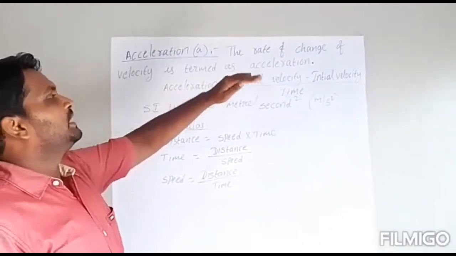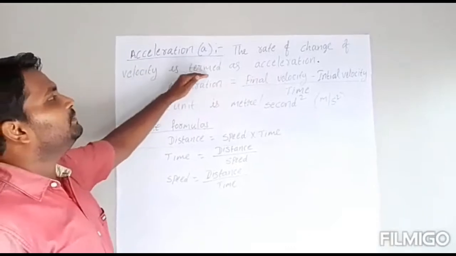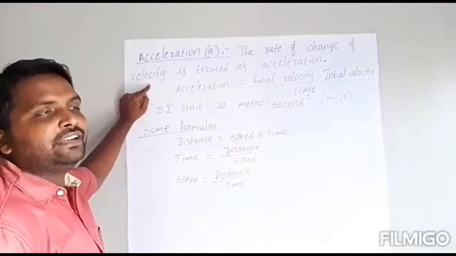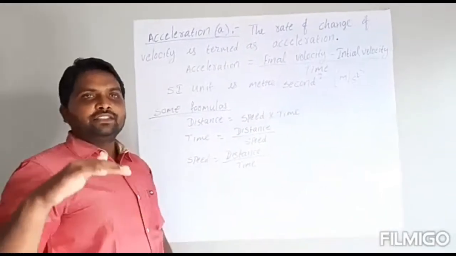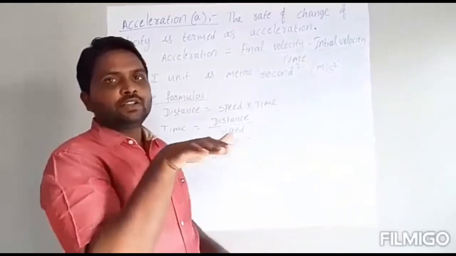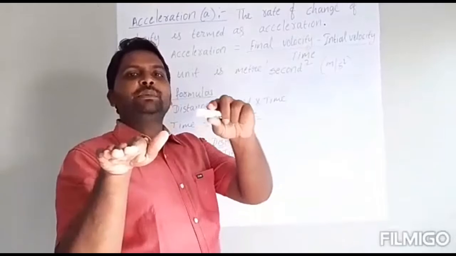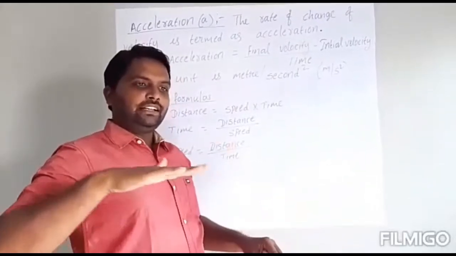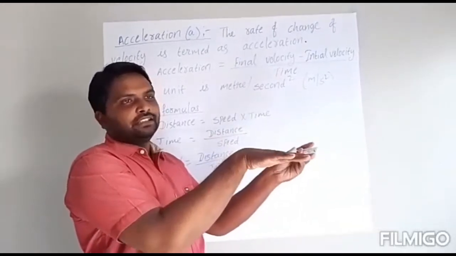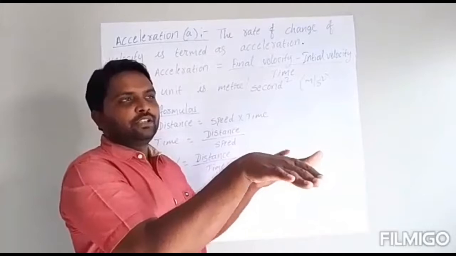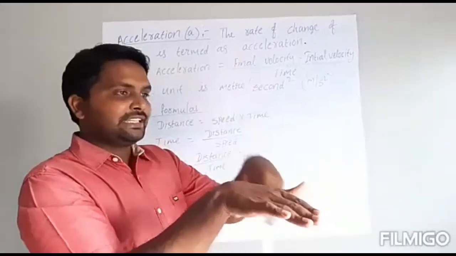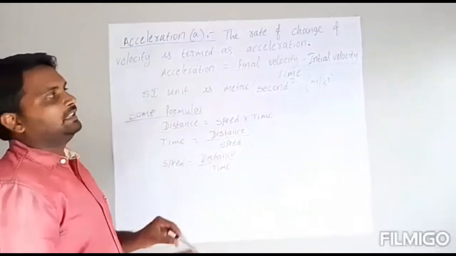Now we will see the definition of acceleration. The rate of change of velocity is termed acceleration. Previously I gave the definition of velocity. For example, if the car is moving in this direction, the velocity is also in that direction. If the car is going in this direction, the velocity will also be in this direction. Suddenly the car changed direction like this. So immediately what will you say? The velocity will also change direction. So that change we can call acceleration.